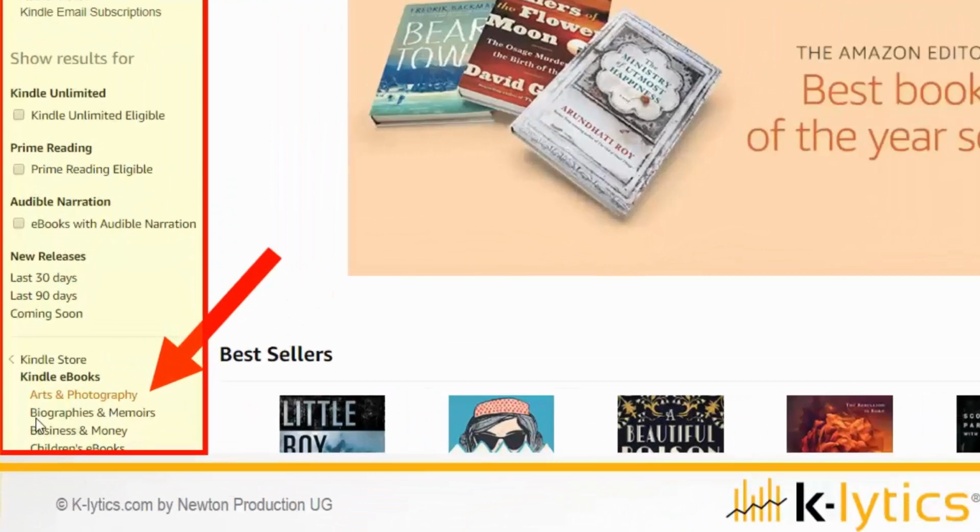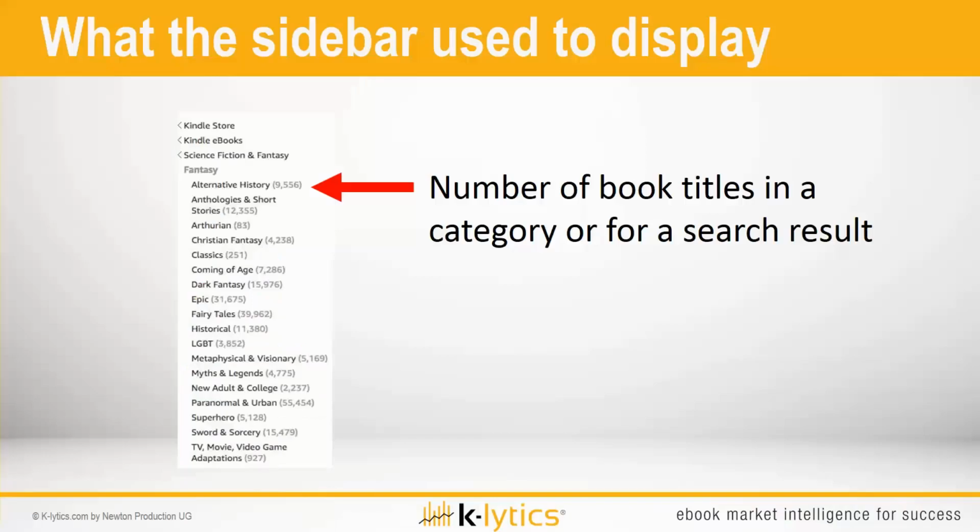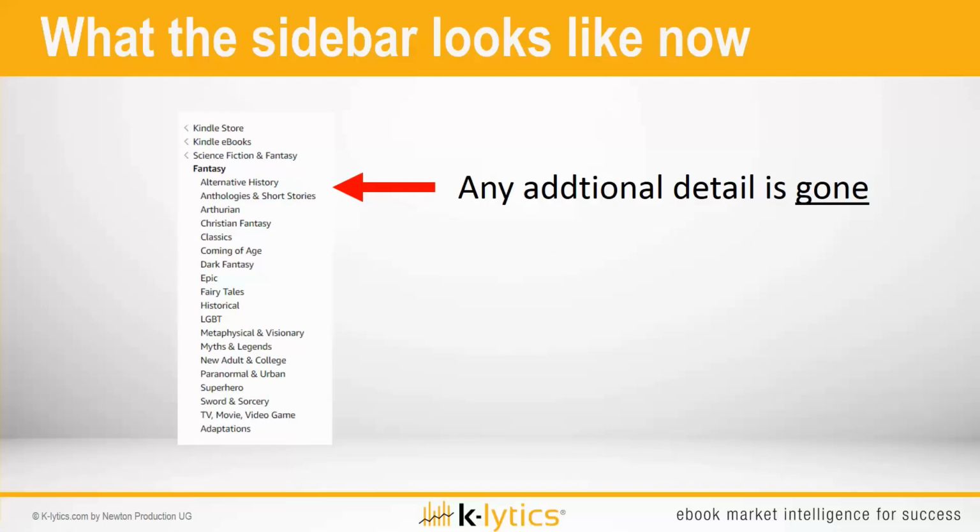You see the sidebar here: arts and photography, biographies, memoirs. It only shows the name of the category. What the sidebar used to display, however, was this. You had here, for example, the category science fiction and fantasy. When you clicked on it, fantasy, you got all those subcategories, and it showed you in brackets the number of titles in a category. Or, for that matter, when you typed in a search, it showed you the number of search results in respective product categories.